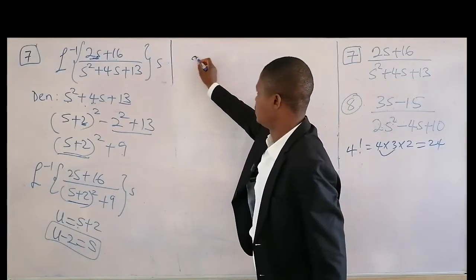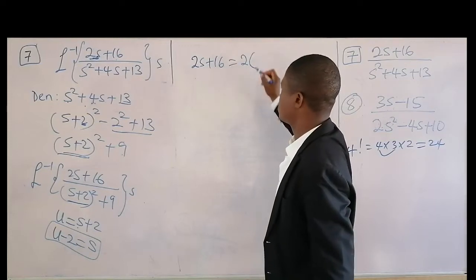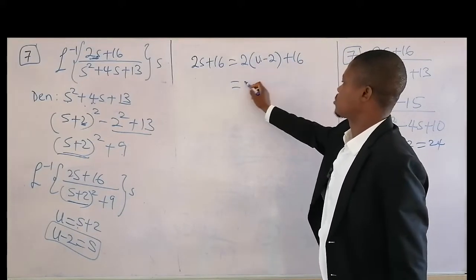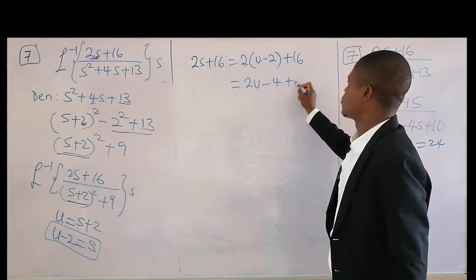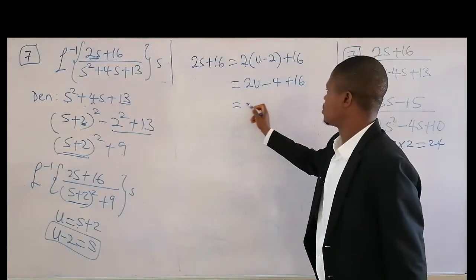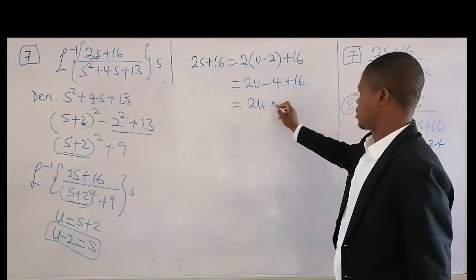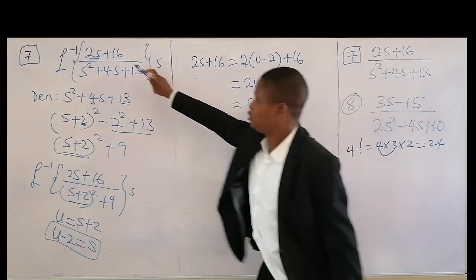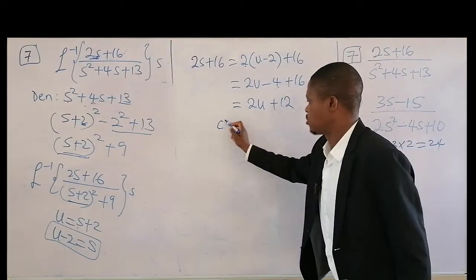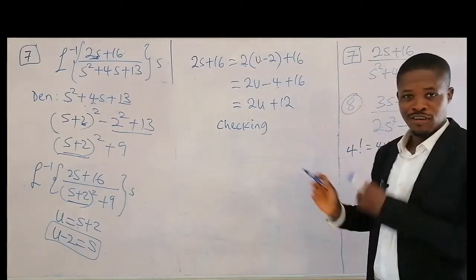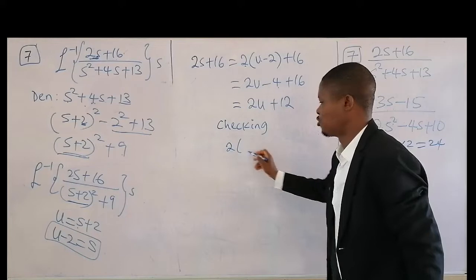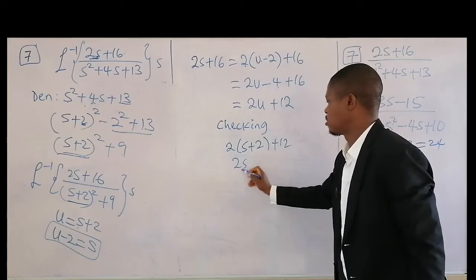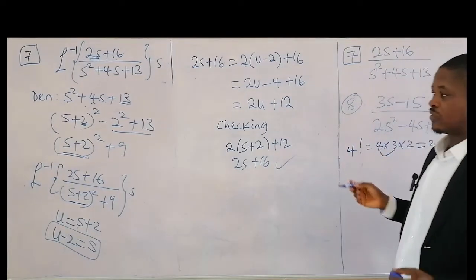Okay? Then we now have this numerator will now become 2 times u minus 2, plus 16. Do the algebra, this one times this one, and then plus 16. That will give us 2u minus 4 plus 16. I've done the experiment. If you replace your u back, you still get back 2x plus 16. Let me quickly do that for you, to check that we have not altered anything. 2 into bracket, your u is x plus 2, plus 12. Expand that. This will be 2x, plus 4, plus 12. That's plus 16. You can see we have not altered anything.